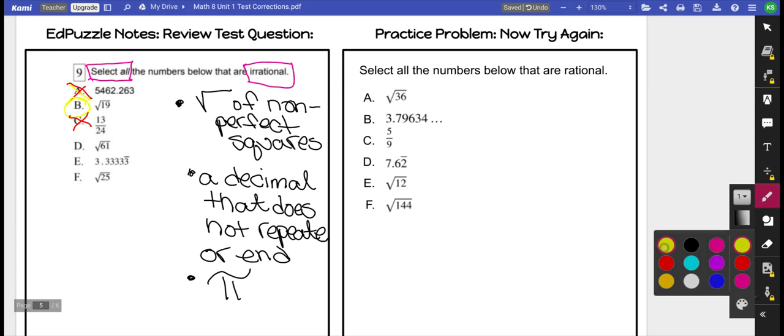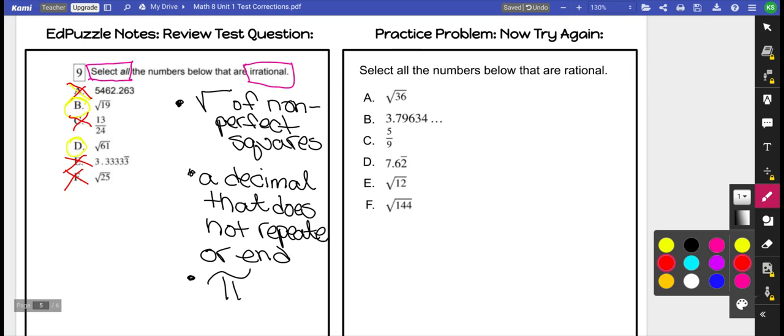Square root of 61. 61 is not one of our perfect squares. The closest is 64. So it's a non-perfect square. So that is irrational. We have a decimal, but it repeats. Okay. So because it repeats, it does not fit under the criteria of an irrational number. So E is not the answer. One more. It says the square root of 25. Well, 25 is a perfect square because 5 times 5 is 25. So F is also not an answer because the square root of 25 equals 5.